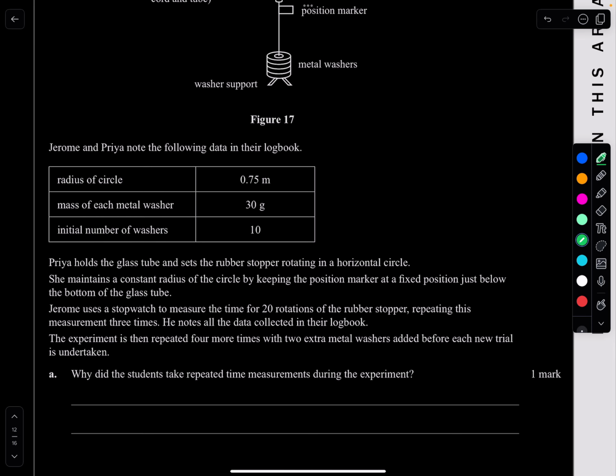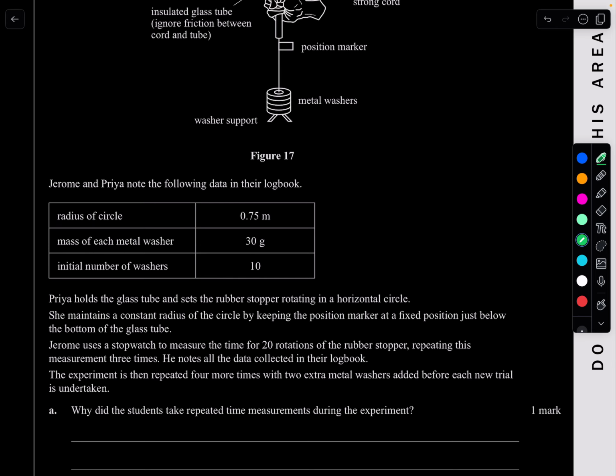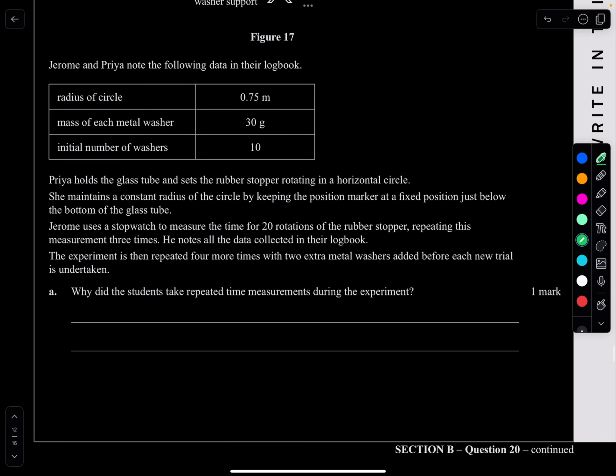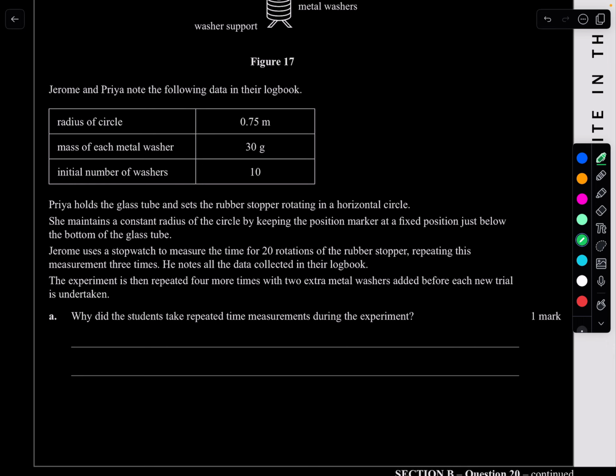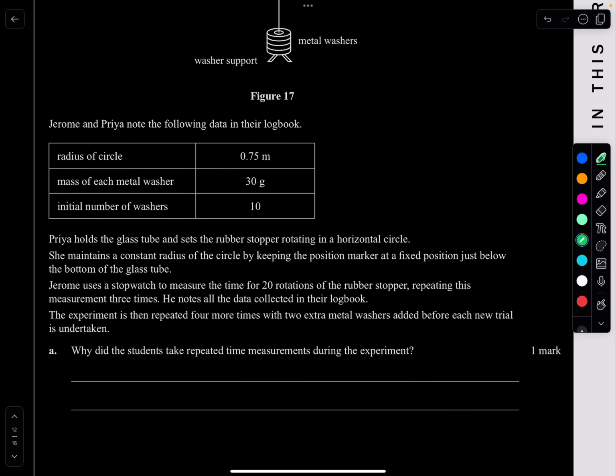Jerome and Priya note the following data in their logbook. The radius of the circle is 0.75. The mass of each metal washer is 30 grams, and their initial number of washers is 10. Priya holds the glass tube and sets the rubber stopper rotating in a horizontal circle. She maintains a constant radius by keeping the position marker at a fixed position just below the bottom of the glass tube. Jerome uses a stopwatch to measure the time for 20 revolutions of the rubber stopper, repeating this measurement 3 times. He notes all of the data collected in their logbook. The experiment is then repeated 4 more times with 2 extra metal washers added before each new trial is undertaken.